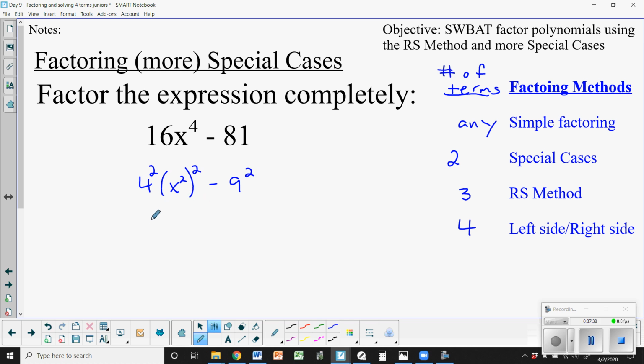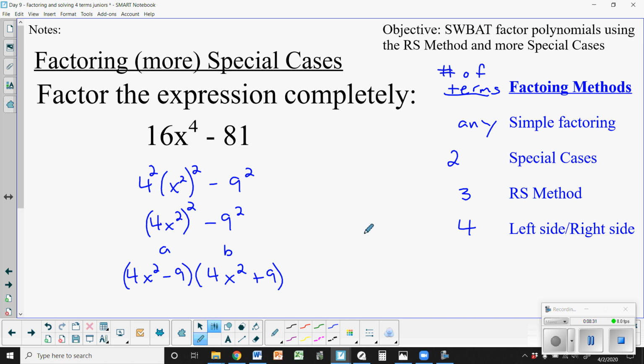So let's clean this up a little bit and write 4x squared, squared. I'm just factoring out that exponent there, and then minus 9 squared. So notice that now my a squared part is 4x squared, and 9 is my b. So how I write this is I write 4x squared minus 9, and then I write 4x squared plus 9. Because remember, for that special case, it's a minus b and a plus b.